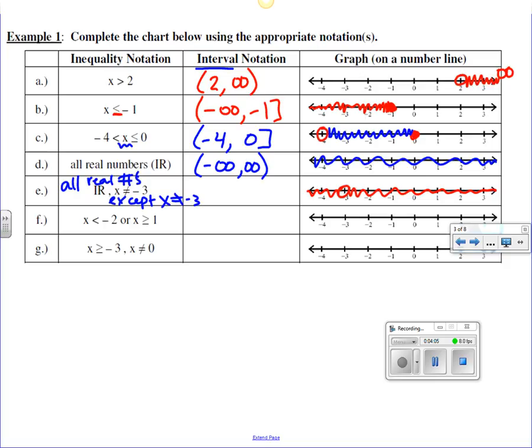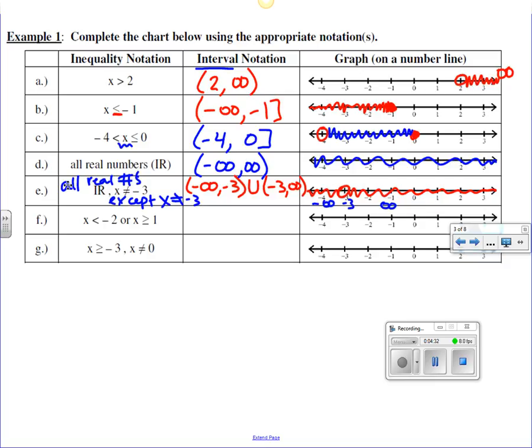All right, so this one you have two separate things you have to write. So you go from negative infinity to negative 3, and you use a parentheses because it can't be negative 3. And then you're going to use a union symbol, and it's going to go from negative 3 to infinity. So this is negative infinity to negative 3, and then negative 3 to positive infinity.